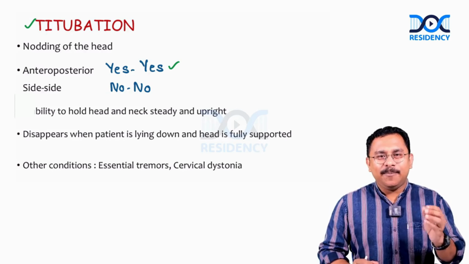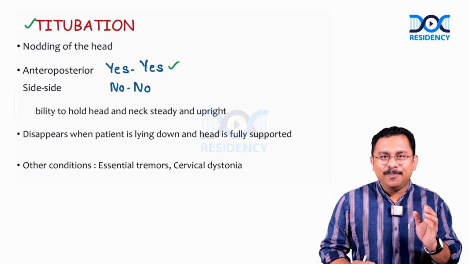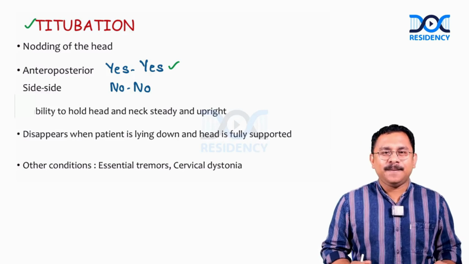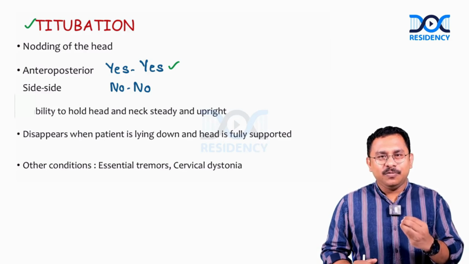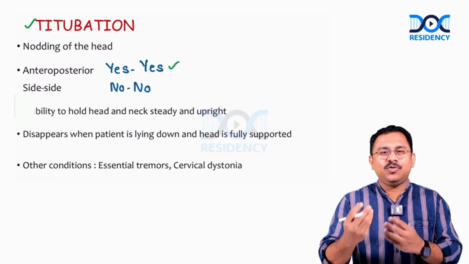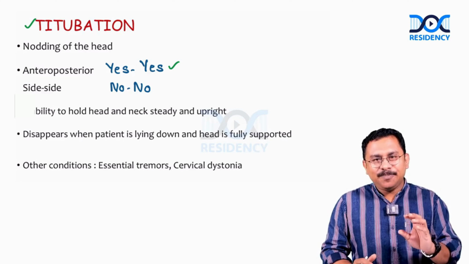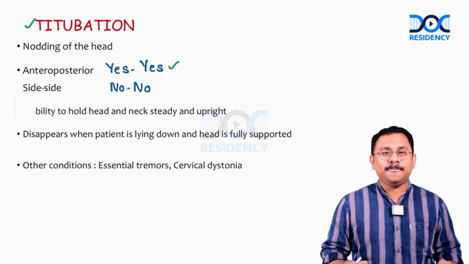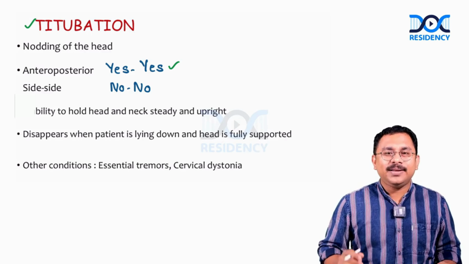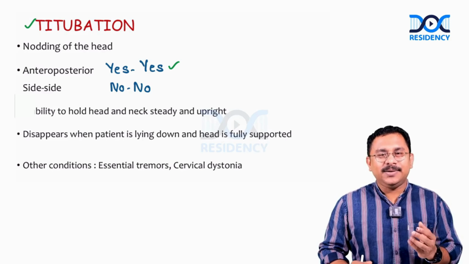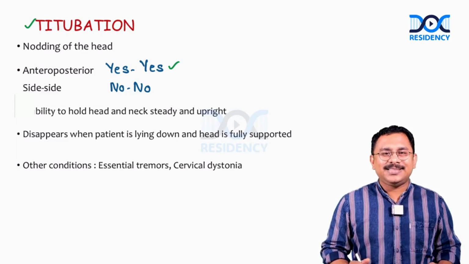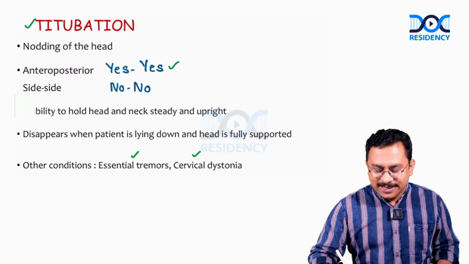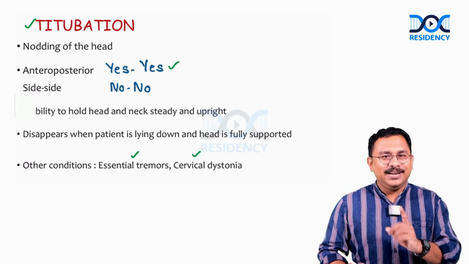So essentially what happens in titubation is the inability to hold the head and neck steady and upright. Remember, this tremulous movement disappears when the patient is lying down as well as when the head is fully supported. One more additional clinical point: other than cerebellar dysfunction, what are the other clinical conditions where you get titubation? One is essential tremor and the second is cervical dystonia.